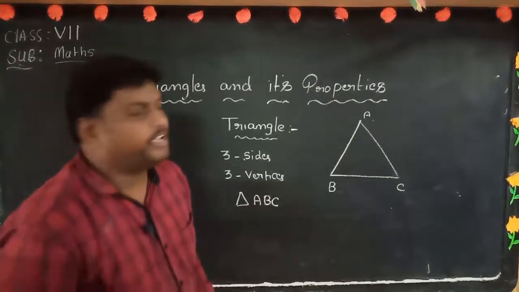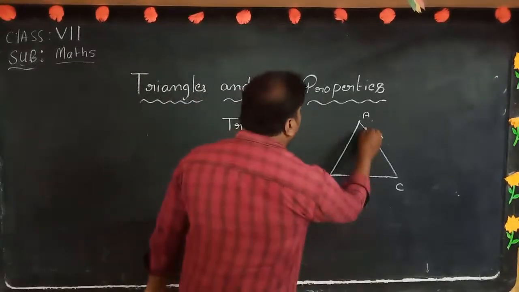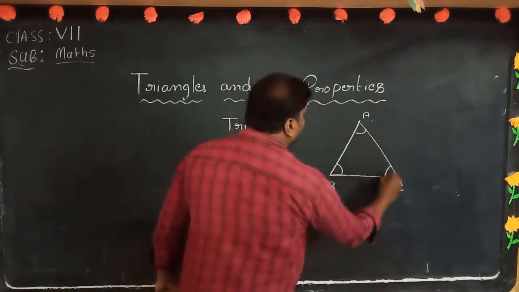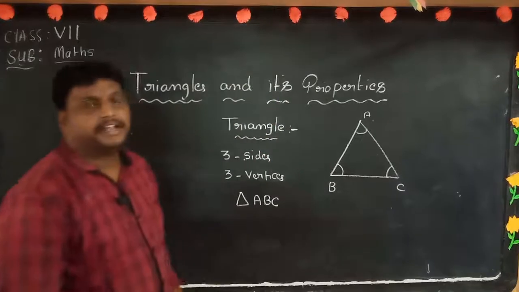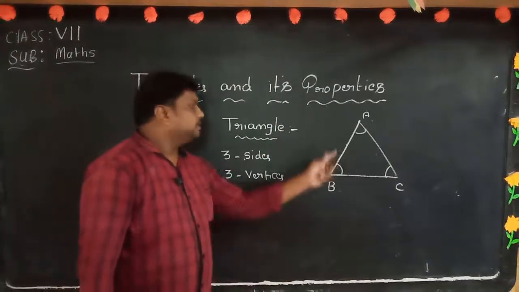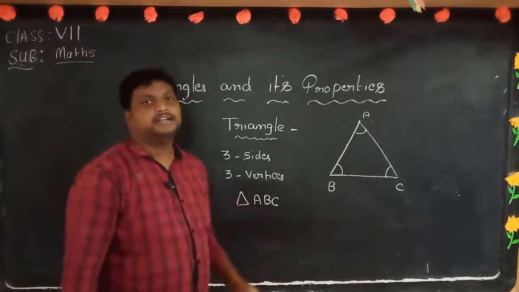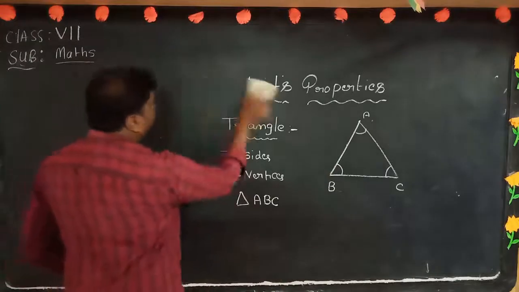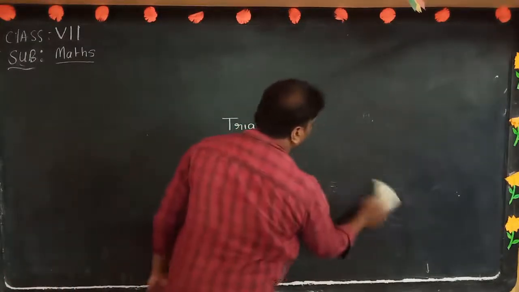In the triangle we are having 3 angles also. That's why the name is triangle. Tri is nothing but 3 angles. Having 3 angles is why this is called triangle. Next, types of triangles.